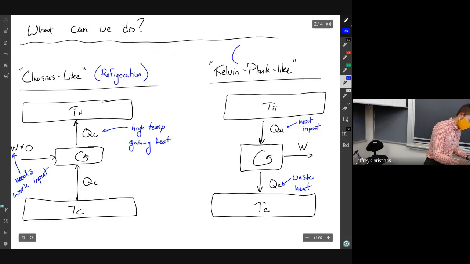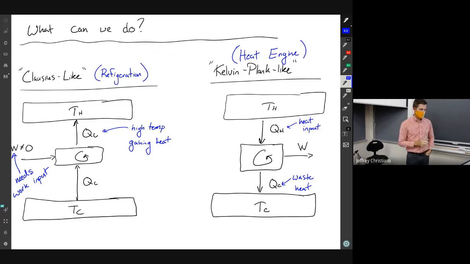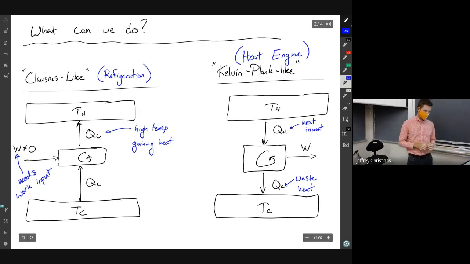The Kelvin-Planck-like one, we call this, at least generically, a heat engine. And what we'll see is we're going to spend a fair bit of time initially talking about heat engines, and we'll hold off on talking about refrigeration for at least a little while. You'll have one homework problem coming up fairly soon, I believe. Maybe that's refrigeration. I'll have to double check again.